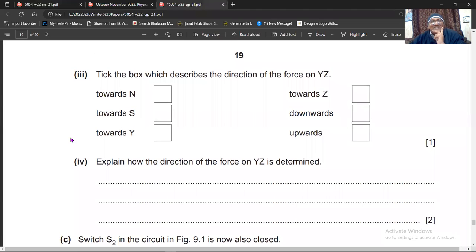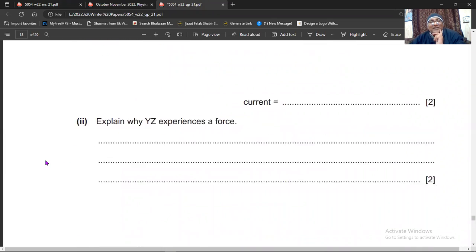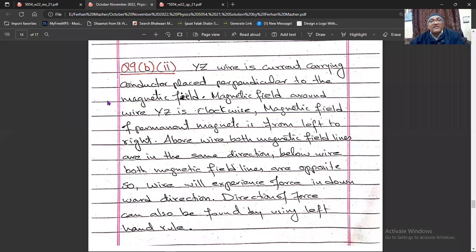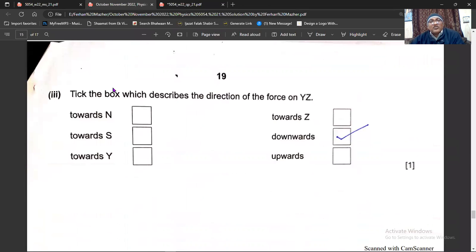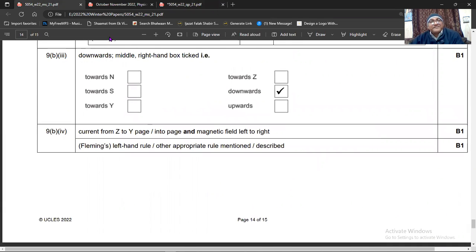Okay, now we have the third part. This is question number 9, it's B and third part. He says, tick the box which describes the direction of the force on the YZ. That will be in the downward direction. So we will put a tick here. So I have ticked here. So hopefully you understand. Downward is the right answer, sir.